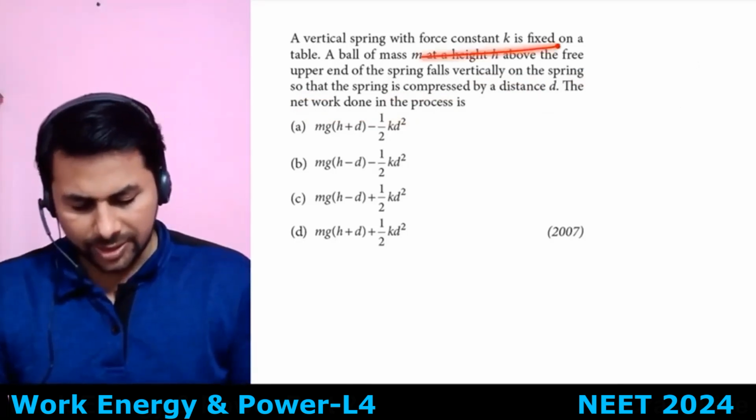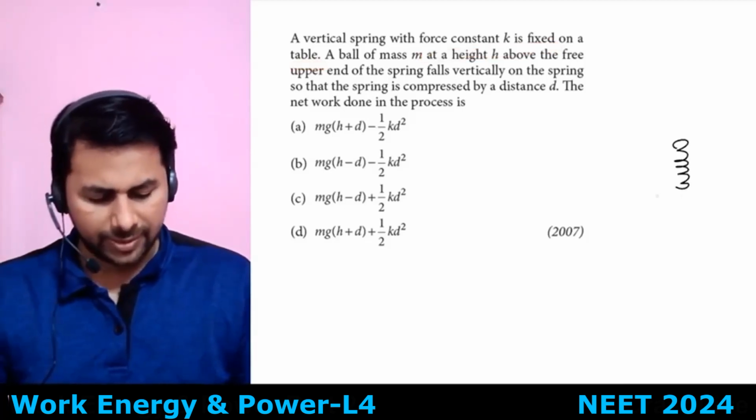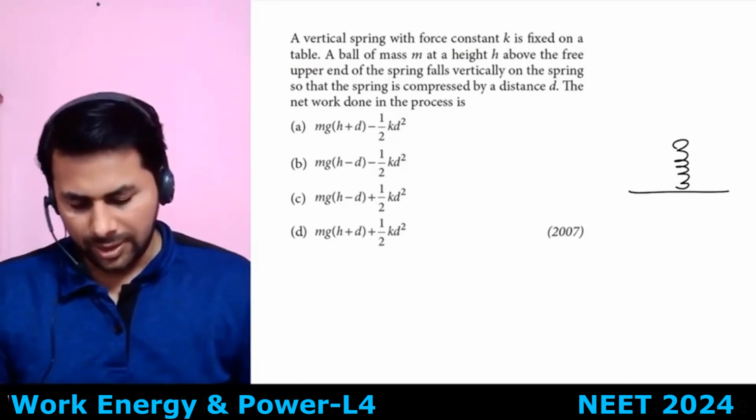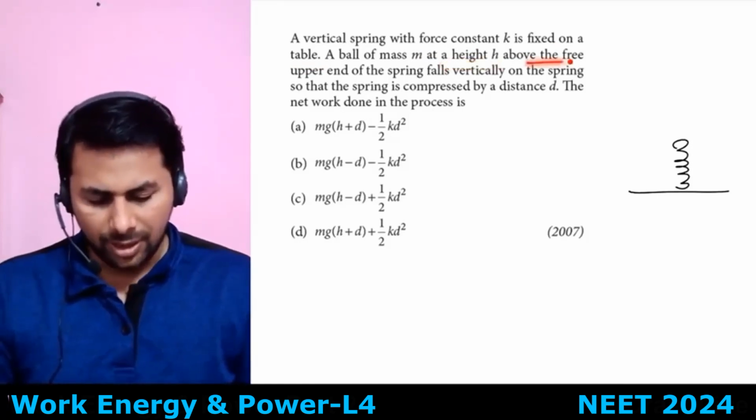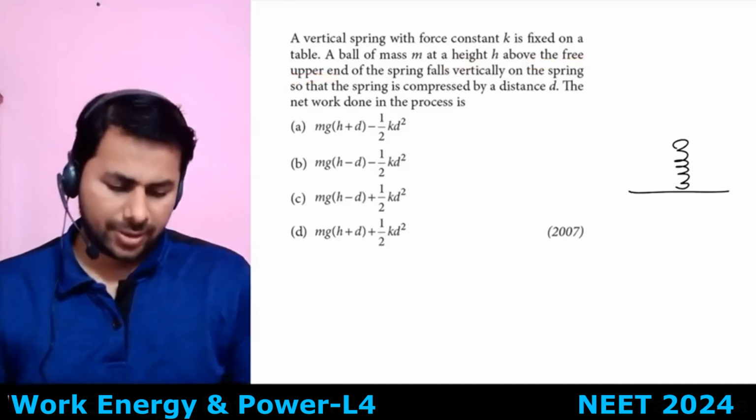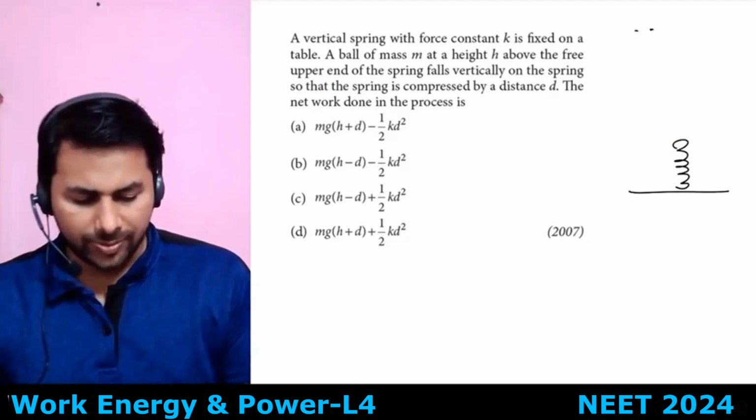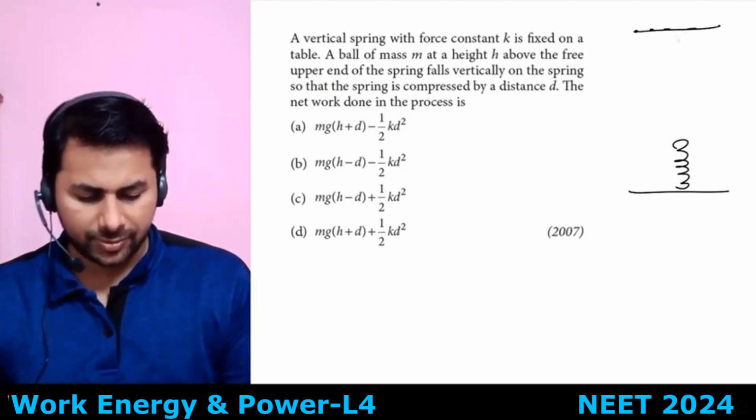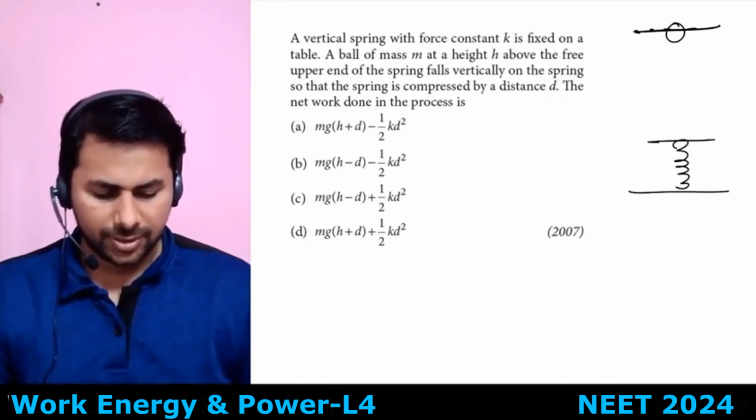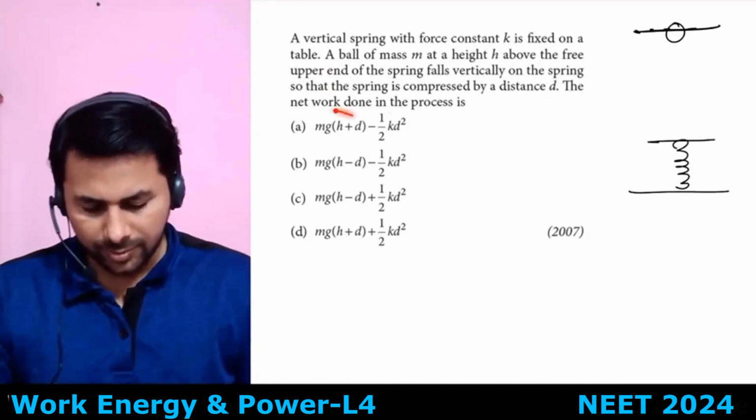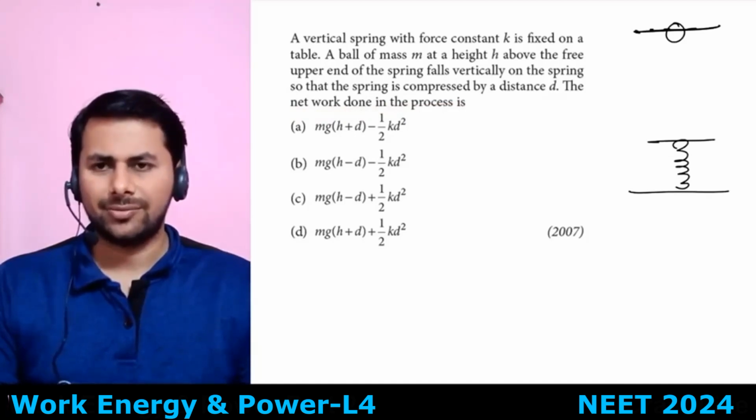So vertical spring is fixed on a table. You have a vertical spring like this fixed on a table, and a ball of mass M at height h above the free upper end. So from the upper end, the ball is dropped from height h. Ball is dropped from here, from this height. So the net work done in the process is. Tell me.